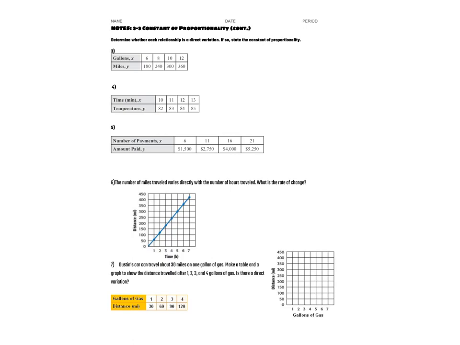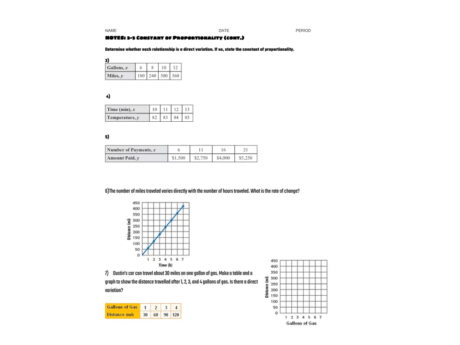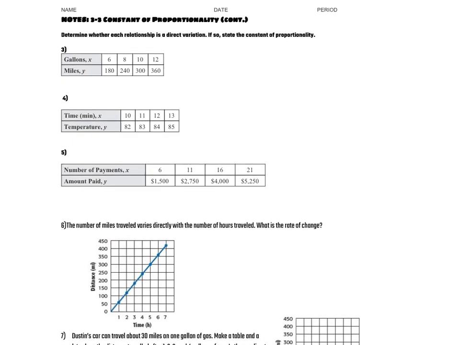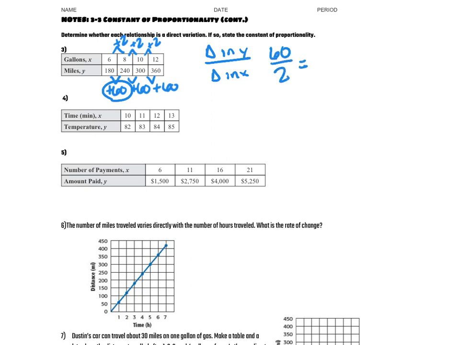Okay, so look at number 3. Determine whether each relationship is a direct variation. If so, state the constant of proportionality. So is something happening every time to it? So look at this one. Right here, you're adding 60, right? So here you're adding 2. So what's your change in Y? 60. What's your change in X? 2. 60 divided by 2 is 30.